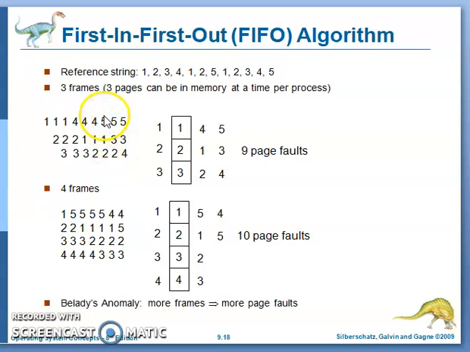There is no page 3. You have to replace it. Among 5, 1, 2, you have to select one victim page. Which one comes first into the physical memory? Among 5, 1, 2, 1 comes first. So 1 is the victim page. You have to replace 1 with 3. 5, 3, 2. And then 4.